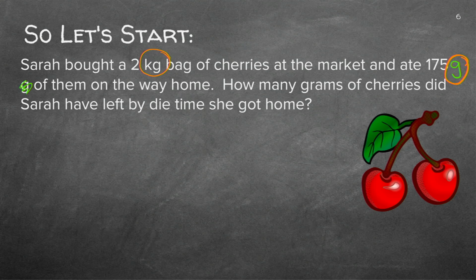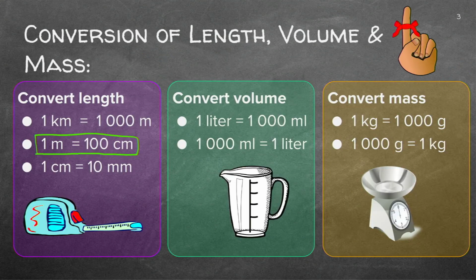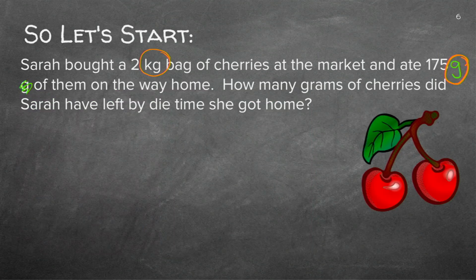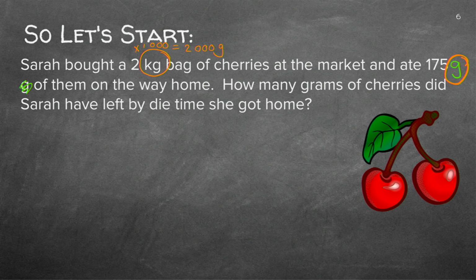Now if you go back, here, kilogram and gram. 1 kilogram equals 1,000 grams. So now I need to get this kilogram to gram. So I times with 1,000. So 2 times 1,000 will give you 2,000 grams. Always make sure your units are the same, boys and girls, even if you're working with time. If you've got minutes, seconds, make sure you always work with the same units. And now I can start my calculation.